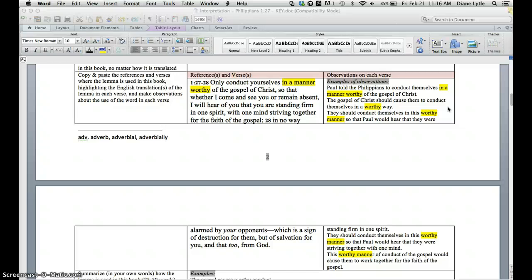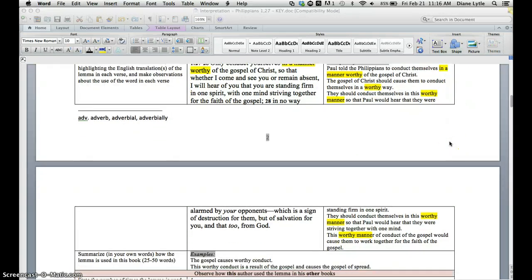Why should they do that? Well, they should conduct themselves in this worthy manner so Paul will hear that they were standing firm in one spirit. Why else should they? They should conduct themselves in this worthy manner so that Paul would hear that they were striving together with one mind. Well, then what else would happen? Well, this worthy manner of conduct of the gospel will cause them to work together for the faith of the gospel. So ask those kinds of questions.